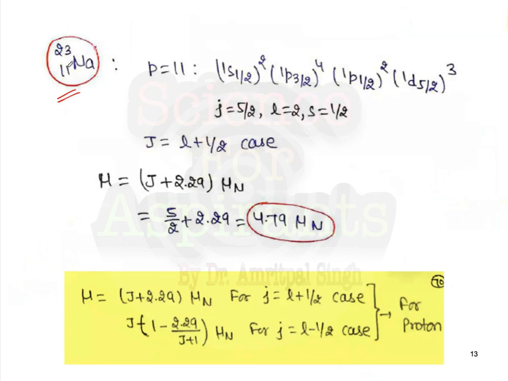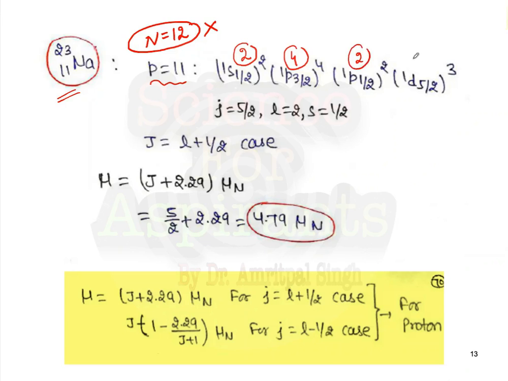Here you can see that there are 11 protons and 12 neutrons. The neutron number is even, so it will not participate in the magnetic moment due to the completely paired up particles. The proton number is odd, and using the shell model, 2 nucleons are filled in 1s1/2, then 4 nucleons in 1p3/2, then 2 nucleons in 1p1/2, and the last 3 nucleons, or the last 3 protons, will be in 1d5/2.